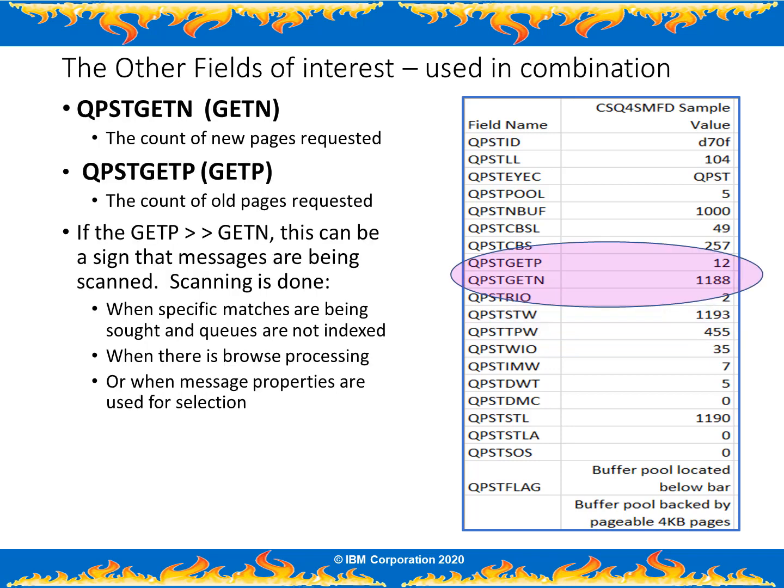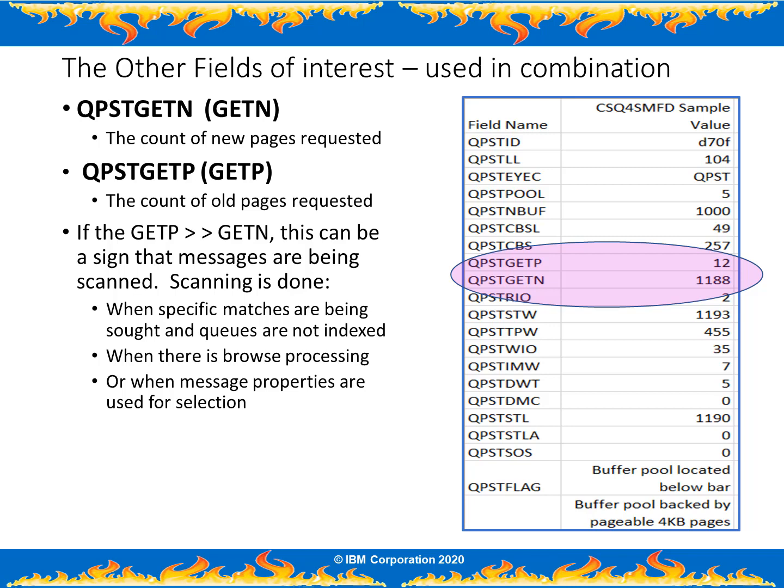QPST get-in is the count of new pages requested, and QPST is the count of old pages requested. They're typically used together and can indicate workload behavior patterns, in particular when queues are being scanned for messages. Scanning for specific messages is done when there is a match option used on an MQ get and the queue is not indexed, or when the message properties are being used for message selection, or when queues are being browsed.